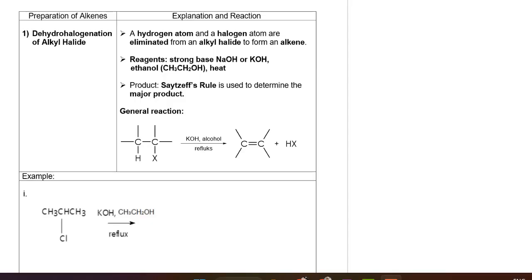Okay, next, how to produce alkene is dehydrohalogenation of alkyl halide. So a hydrogen atom and a halogen atom are eliminated from the alkyl halide to form an alkene. So we will use a strong base. Normally we will use potassium hydroxide, or we can use sodium hydroxide, in the presence of ethanol along with heat.